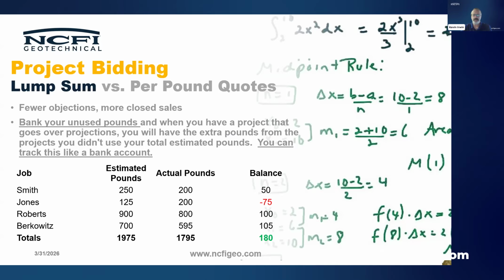So you're not always going to get right on with your estimation. But if you do have pounds left over at the end of the job, it's your choice. Do I give those back, or do I keep those pounds and bank them for next time, so that I don't have to charge the next person an overage if I do go over it. Options.